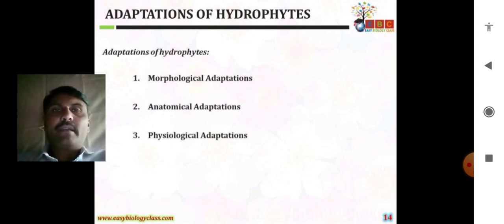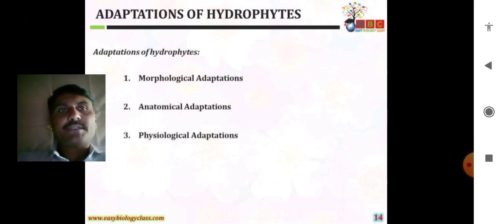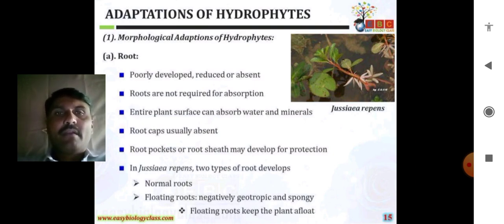Today we'll see the adaptations or specific characters of the hydrophyte plants with respect to morphological, physiological, and anatomical adaptations. Friends, these slides have been taken from slideshare.com, prepared by easybiologyclass.com. We have taken them here just as a reference.